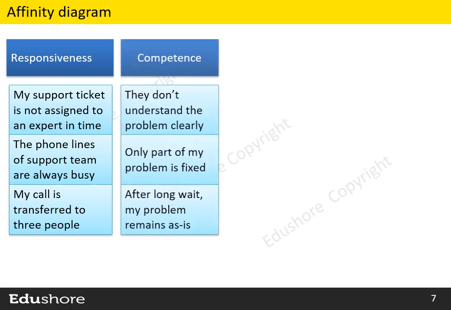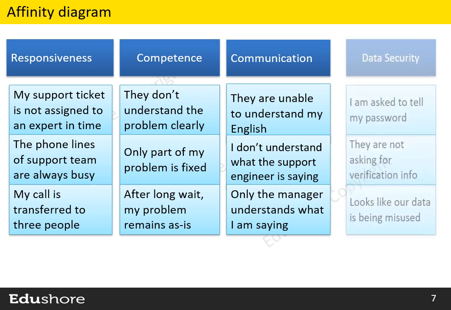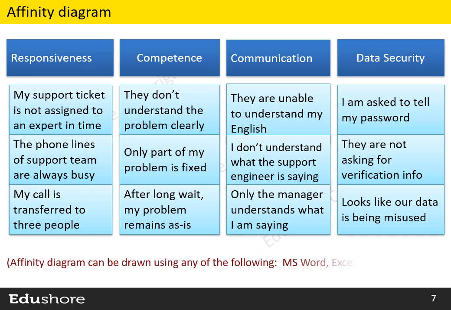These three inputs convey the need that the competence of support team should be improved. This set of inputs talk about the need to improve the communication skills of support team. And the last three inputs talk about the need to improve the data security in support project. Affinity diagram can be depicted using any documentation tool, such as MS Word, Excel, PowerPoint. You don't need any specific template for this.